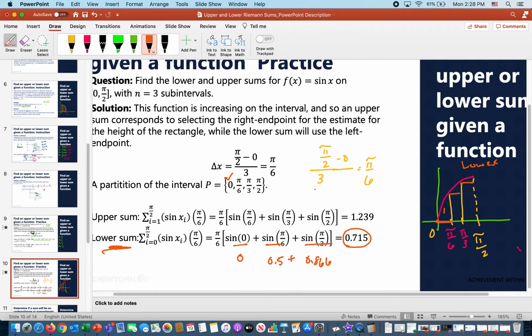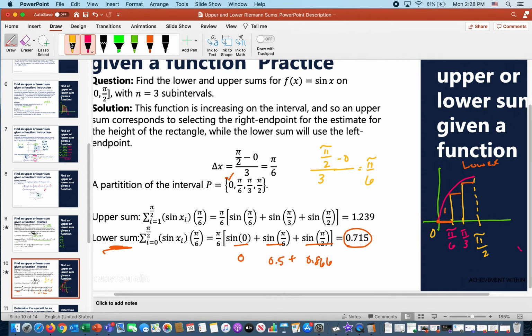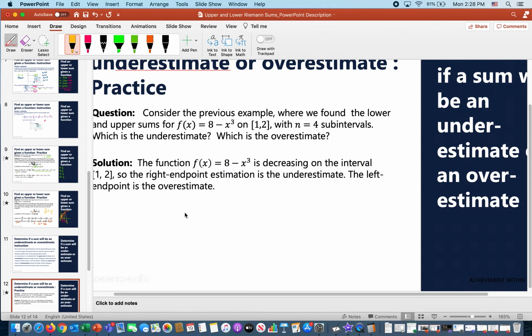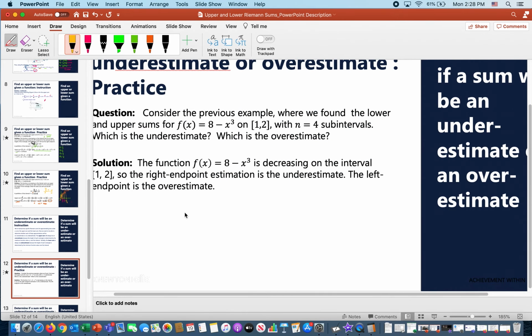We'll repeat the process to do the upper sum, but there is a bit of a difference. With the upper sum, we're going to use what's on the right-hand side. We're going to use the bigger y value to find our rectangles, so we'll use that one, and that one. The upper sum will always be an overestimate. The lower sum will always be an underestimate. That's going to be something that you might see when you get into your Newton homework.